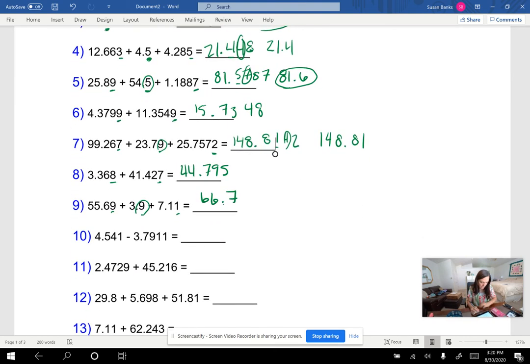Okay, and then number 10, we've got the thousandths and the 10,000ths. So we are going to be stuck at the thousandths mark. So 4.541 minus 3.7911. My calculator gives me 0.7499. Okay, so since I can only go to the thousandths, that 9 tells me to round up. But if that rounds up, that also rounds this up. So my answer is going to be 0.750. And remember, this 0 is after the non-zero numbers with a number and a decimal. So that means this 0 is significant. Okay, that's how you would round that one.